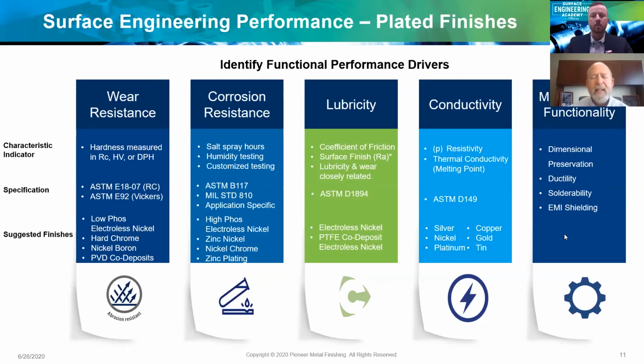Your product might need to hold up to high pHs, low pHs, and there's special testing that's out there for those types of validation. You might be looking for maximum lubricity. One way to check the lubricity of a coating is the coefficient of friction. The lower the value of the coefficient of friction, the slipperier the part is.